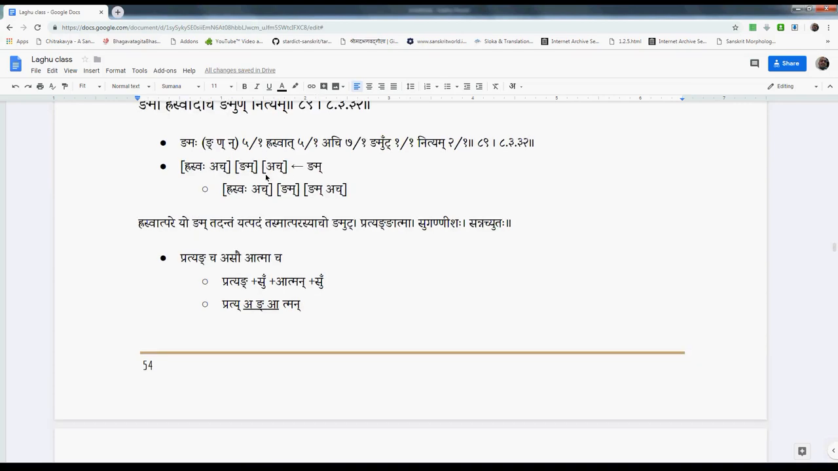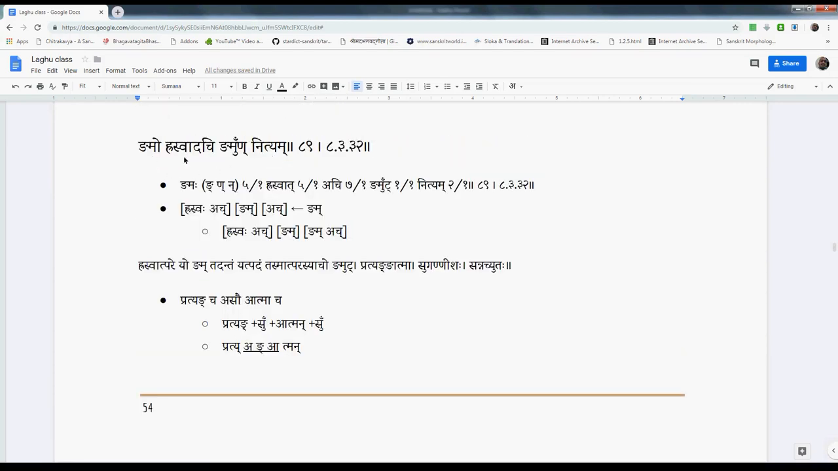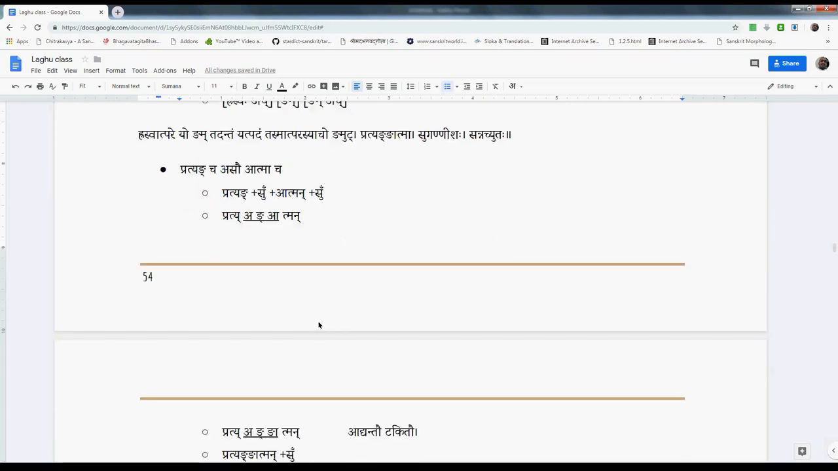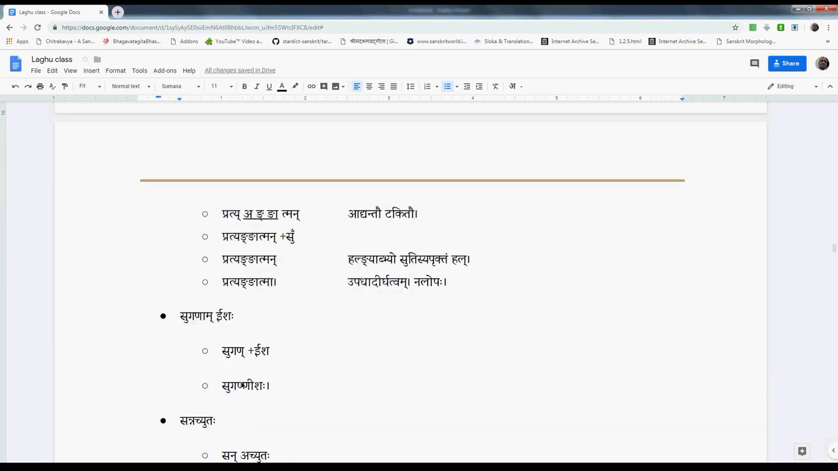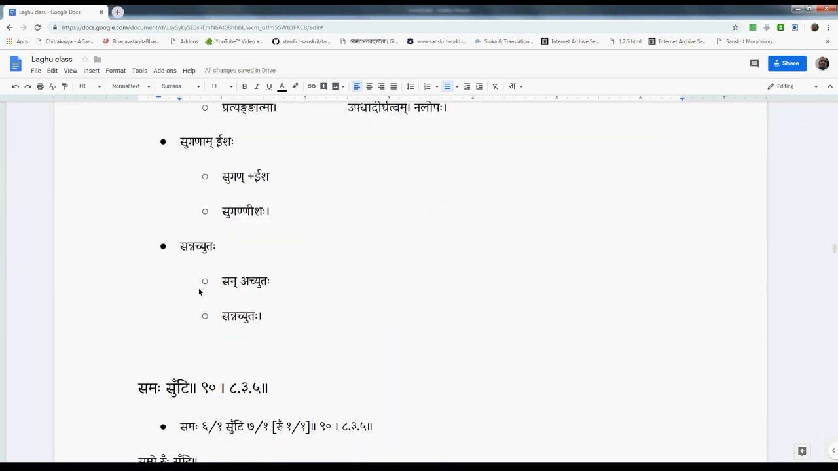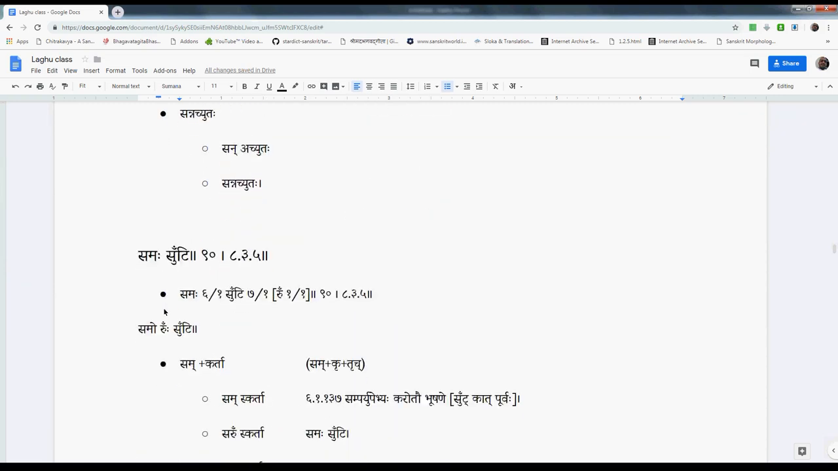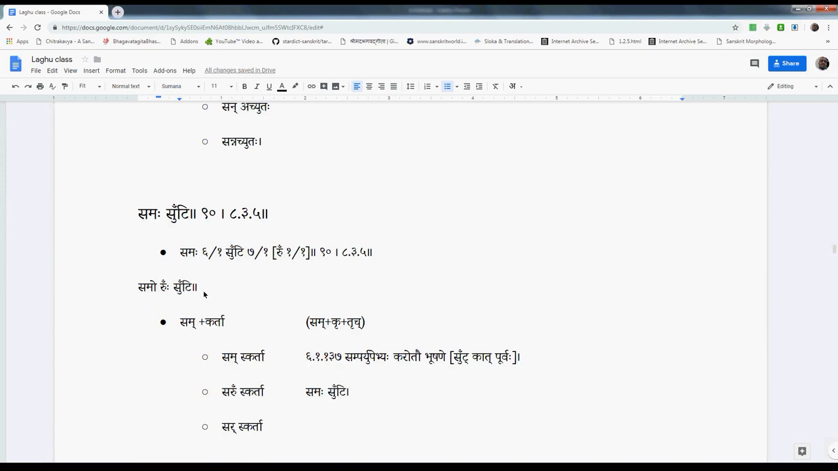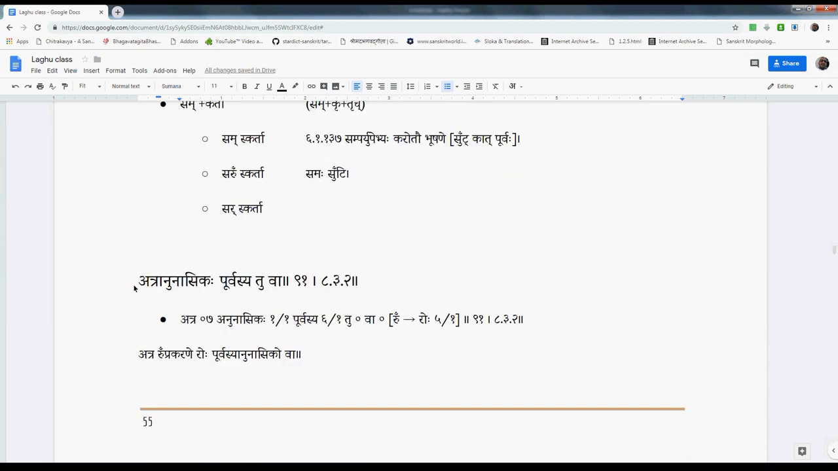Nyamo hraswad nyamun nityam achi nyamun nityam, there is doubling of this nyam pratyara letter when preceded by hraswa and when an ach follows. So pratyangatma saguni, saguni, not sagunisha, sagunishaha. So those kind of duplications will happen there. Samasuti, when this sudagama, so sudagama itself we have not seen much.